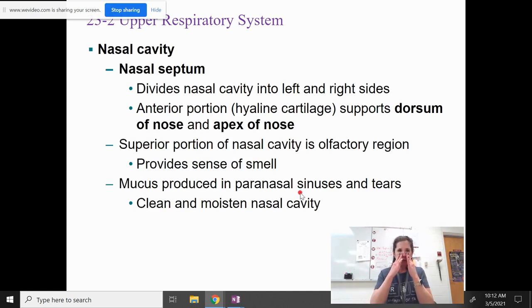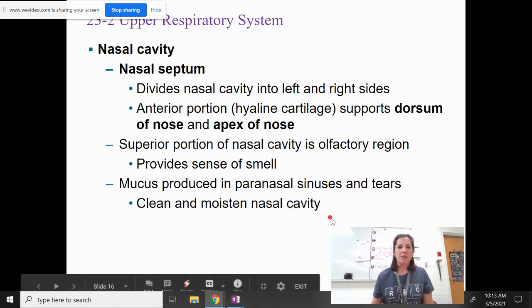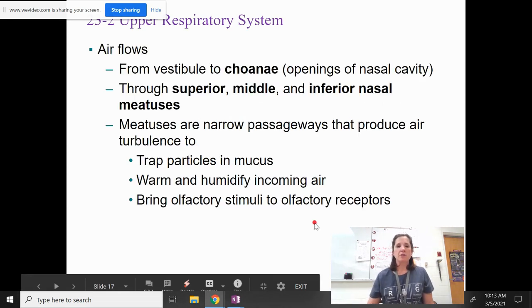If you go in the nostrils, the septum divides the cavity into the left and the right side. The anterior portion has hyaline cartilage, at the apex of your nose. Your nose has an olfactory region that allows you to smell. And what's the big thing with SARS-CoV-2, the disease COVID-19? The biggest symptom that they know you have is that you lose your sense of taste or smell. We'll be talking about that as well. The mucus helps clean and moisten the nasal cavity.